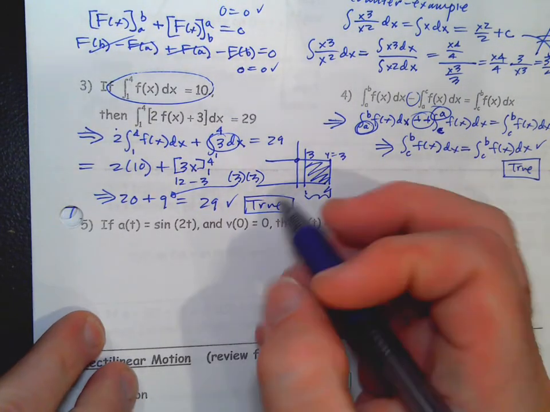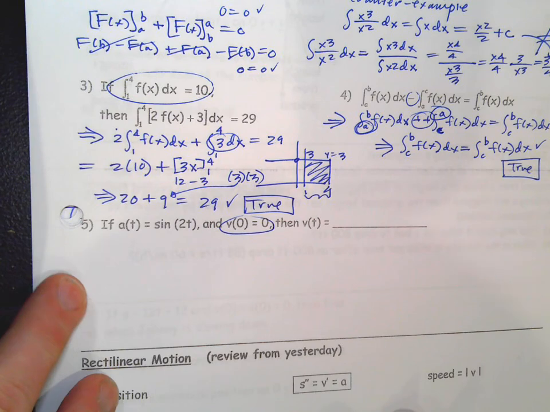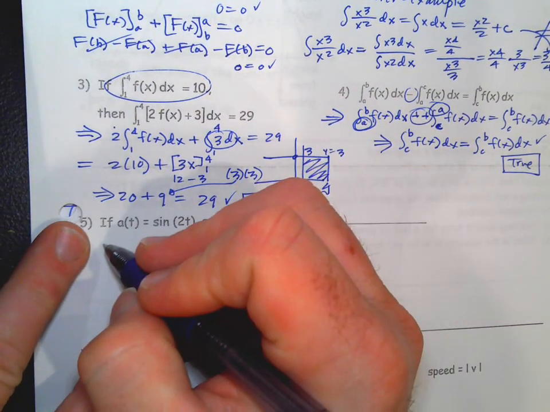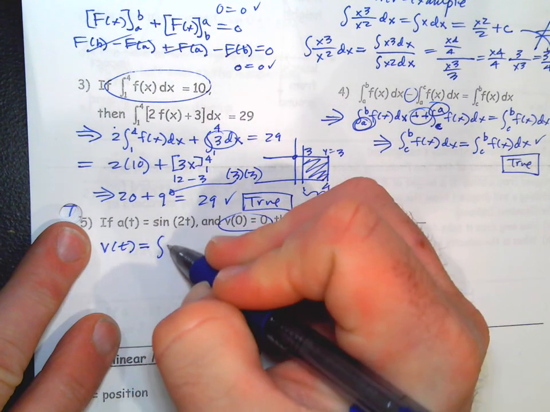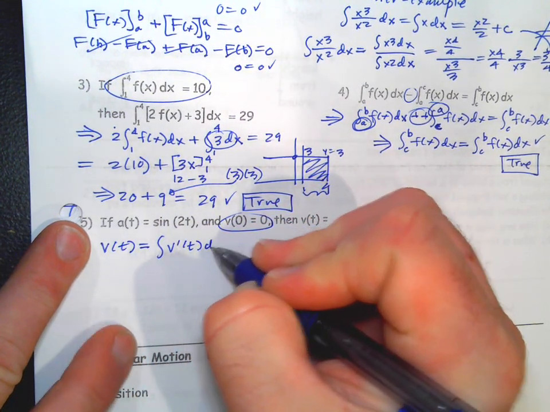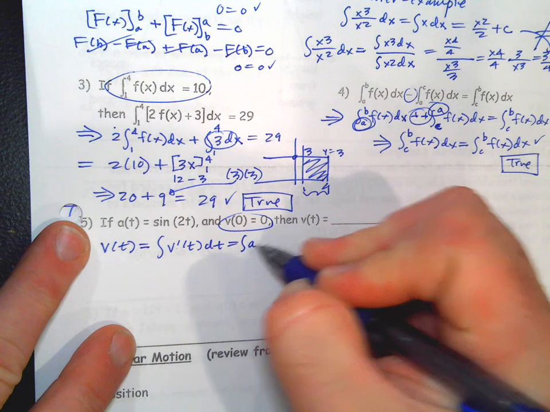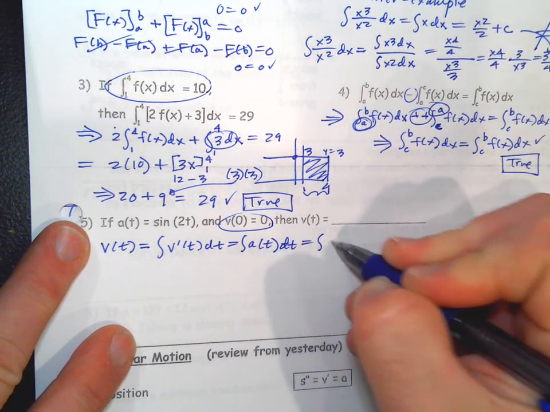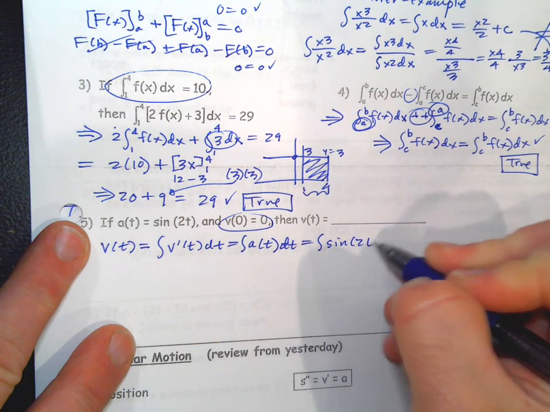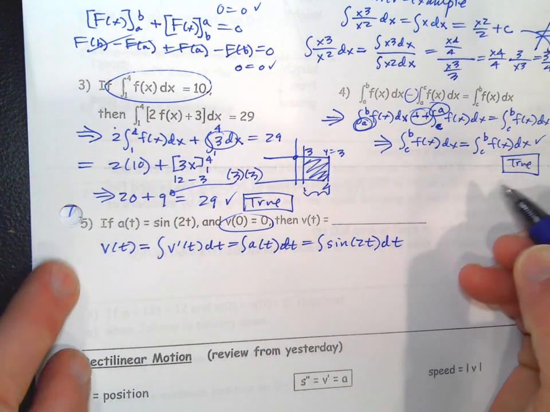Number 5, I'm giving an acceleration function and an initial value for velocity, and you find the velocity function. So we have to work backwards, because velocity is going to be the integral of v prime, which is the integral of acceleration dt, which is the integral of sine 2t dt. This is the work that you should show.